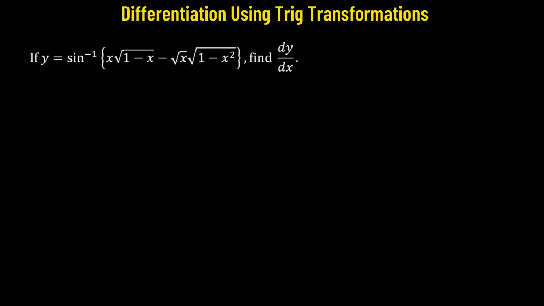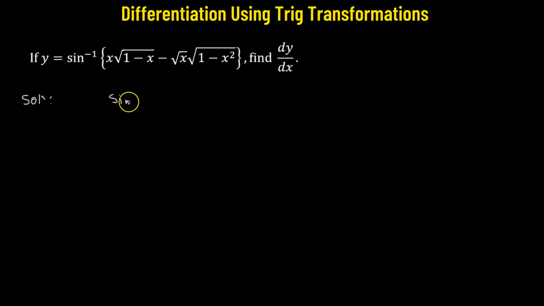So here we are given y equals sine inverse of x times square root of 1 minus x squared minus square root of x times square root of 1 minus x squared. We need to obtain the value of the derivative of y with respect to x. Let's begin. Now we will use a formula here.